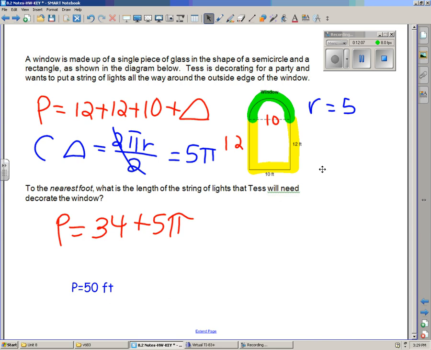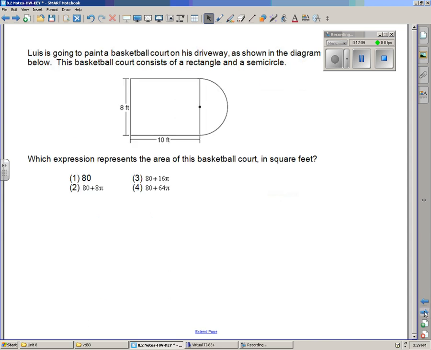Let's take a look at the next one. Lewis is going to paint a basketball court on his driveway as shown in the diagram below. The basketball court consists of a rectangle and a semicircle. Which expression represents the area of the basketball court, the rectangle and the semicircle?